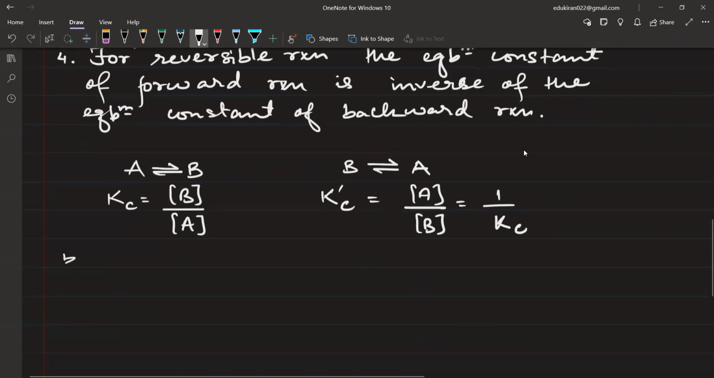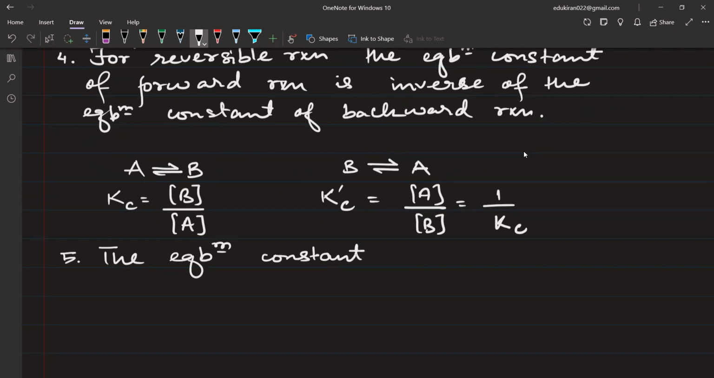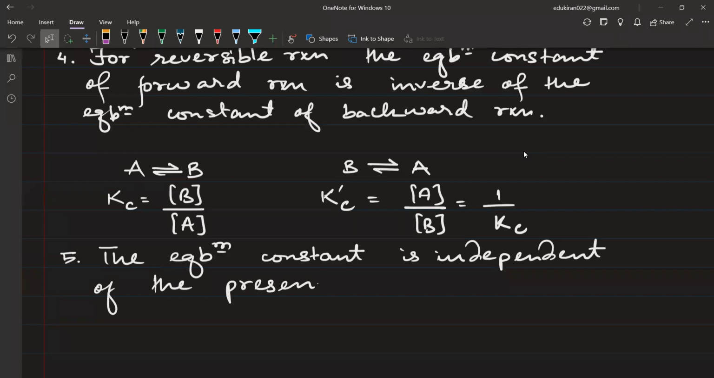right, fifth point, the equilibrium constant is independent of the presence of catalyst. Catalyst is just a substance that is used for the increase in the rate of reaction. Okay, so it just fastens the reaction.